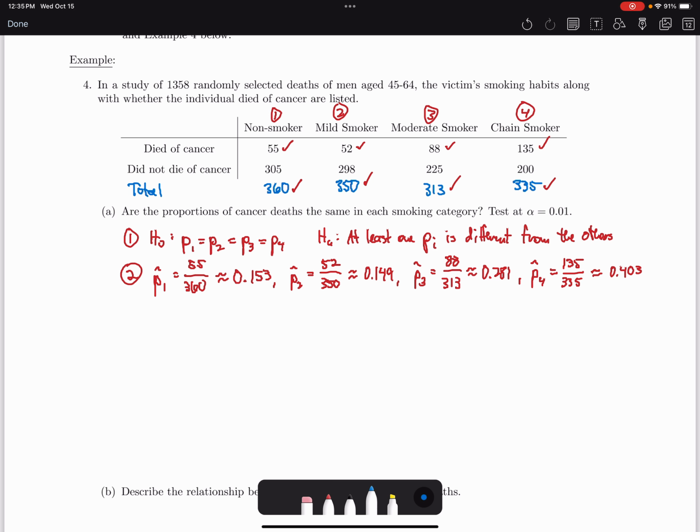Just looking at those numbers, do you notice how they increase? I guess there's a slight decrease from group 1 to group 2, but then a huge increase from group 2 to group 3, and then an even bigger increase from group 3 to group 4. So I would guess that we're going to reject the null hypothesis. It seems like the more you smoke, the more likely you are to die of cancer, which is not surprising, right? But only one way to know for sure, of course, and that's to run the test. So let's compute the p-value.